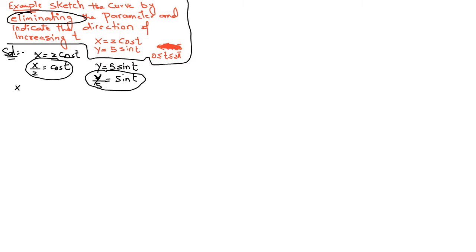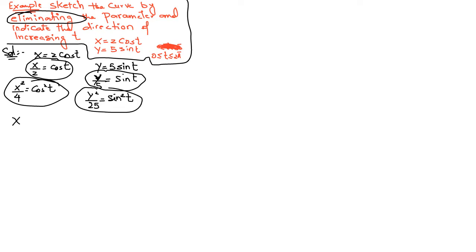If I take the square on both sides, x square divided by 4 is equal to cosine square of t. This becomes y square divided by 25, which is equal to sine square of t. Now if I add these two equations, what becomes? X square divided by 4 plus y square divided by 25 is equal to cosine square of t plus sine square of t. Can anybody tell me the value of sine square plus cosine square?